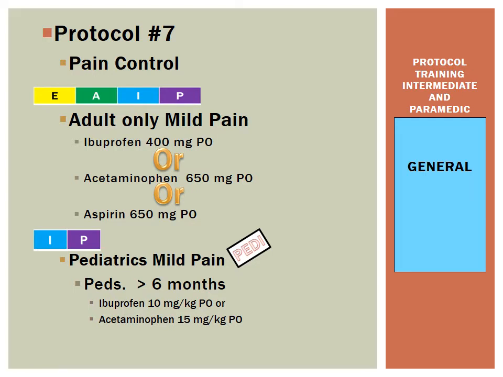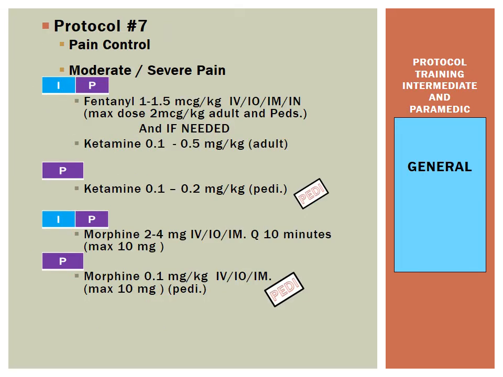So for our I&P providers, for mild pain, the first arm of pain management treatment is our PO medications. For pediatric patients greater than 6 months old, ibuprofen at 10 milligrams per kilogram PO, or acetaminophen at 15 milligrams per kilogram PO. Okay, so for moderate to severe pain, our I&P level providers will have fentanyl at 1 to 1.5 micrograms per kilogram. The routes of administration are IV, IO, IM, or IN, and your max dose is 2 mics per kilogram, adults and peds.